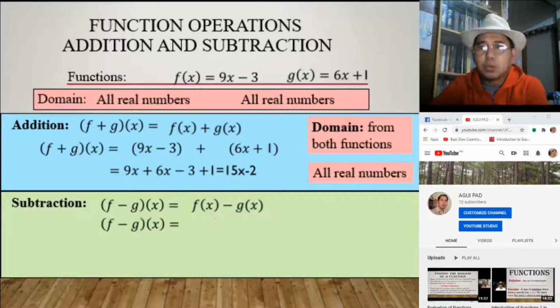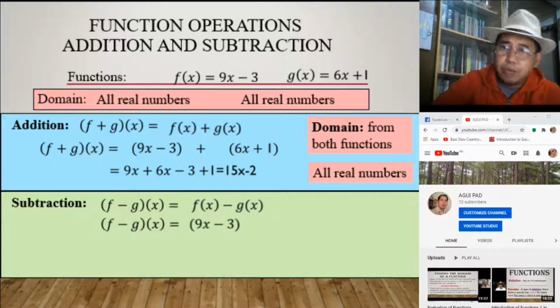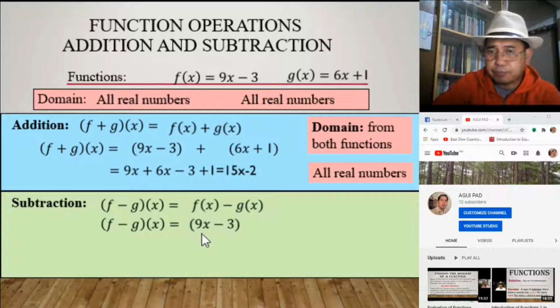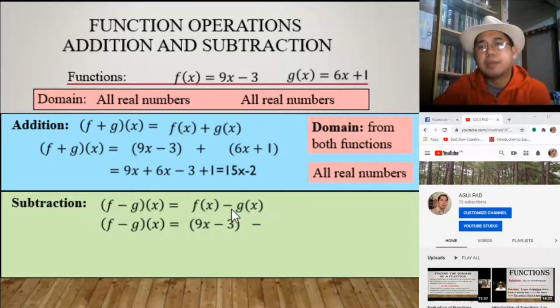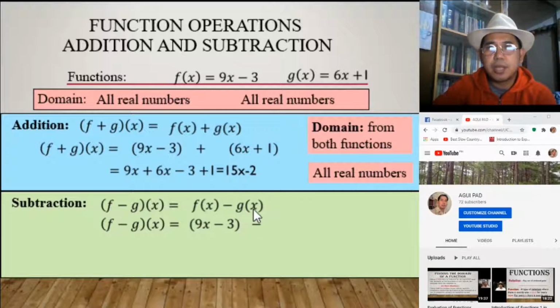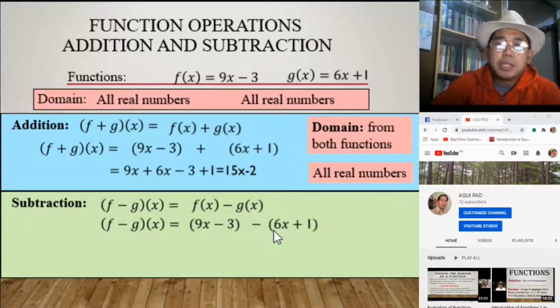So we have in here the definition of f of x, which is the quantity 9x minus 3. We have in here the symbol for subtraction, and that is minus. Now, what is the definition of g of x? We have the quantity 6x plus 3.